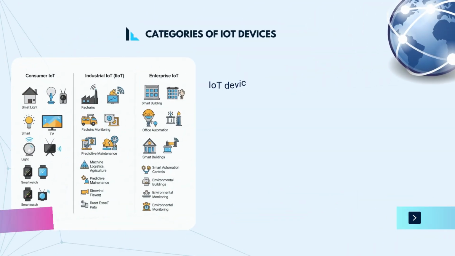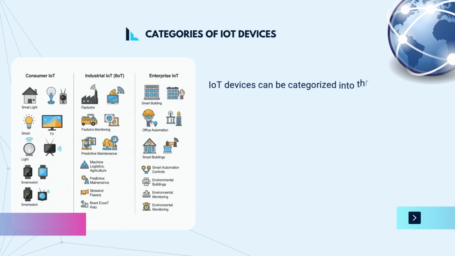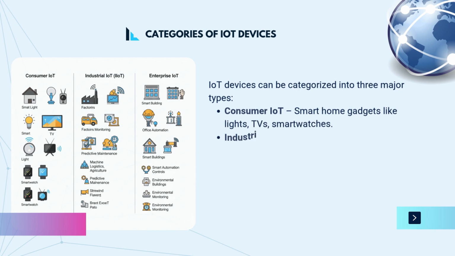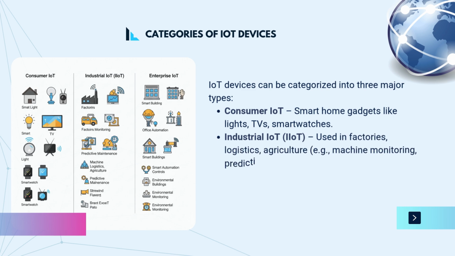IoT devices can be grouped based on where and how they're used. Broadly, there are 3 major categories. 1. Consumer IoT. These are the smart devices we use at home or in our personal life. Think smart speakers, fitness bands, or smart thermostats.